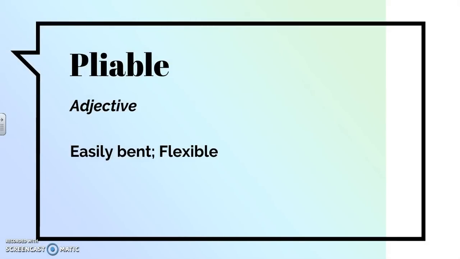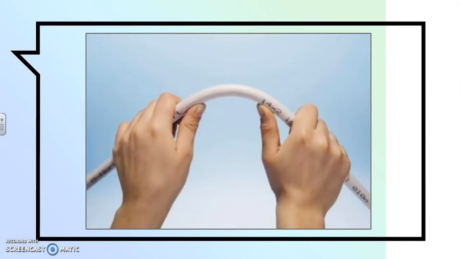Next word, pliable, which is an adjective meaning easily bent or flexible. This tubing right here is pliable. It is easily bent or flexible.